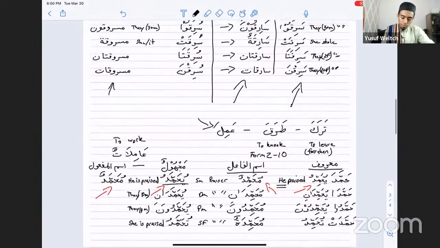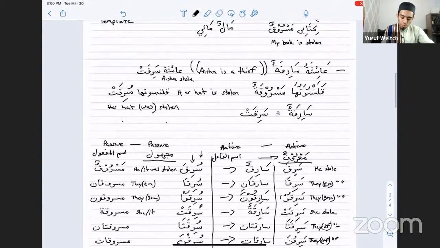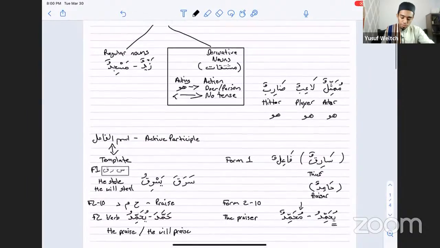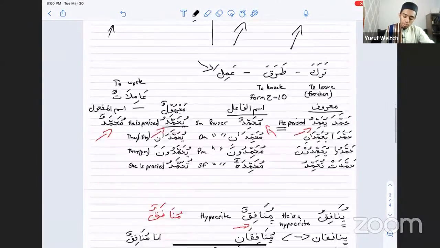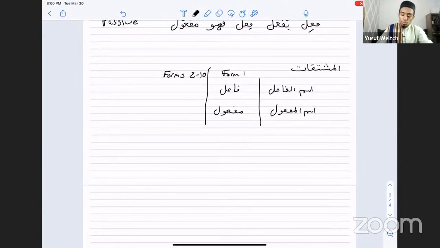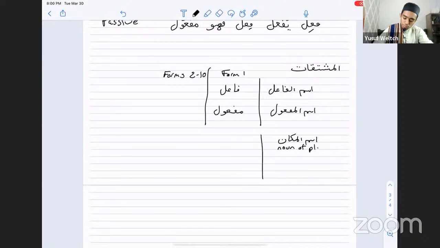We talked about other types of derivative nouns in previous lessons, such as ism al-fa'il and ism al-maf'ul. We talked about the ism al-makan slightly. Does anyone remember how you make ism al-makan? The noun of place. Is it on the pattern of maf'al? Maf'alun. Exactly.